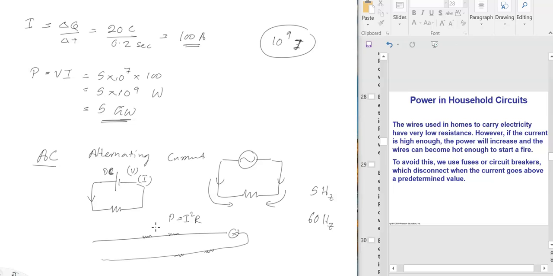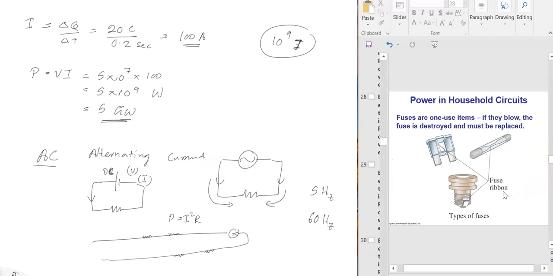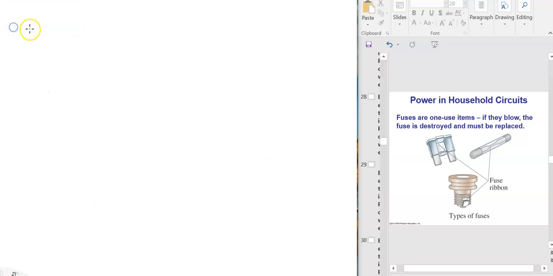To avoid this, we use fuses or circuit breakers, which disconnect when the current goes above a predetermined value. So what is a fuse or a circuit breaker? It's a very essential safety device. Let's see how these things look like and what they do. Fuses are one-use items. One-time use. If they blow, the fuse is destroyed and must be replaced.